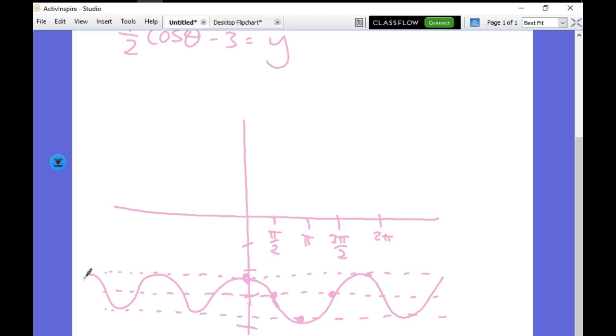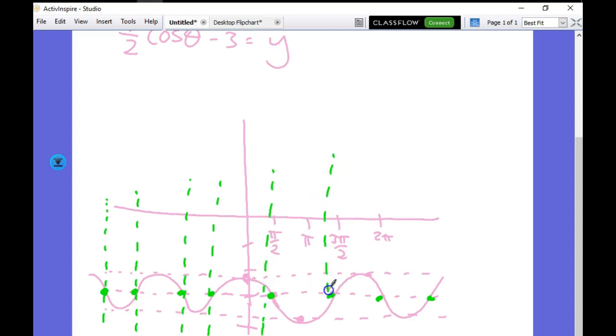Okay, so it's everywhere where the sine wave hits that midline. Did I say sine? Cosine. Everywhere where the cosine touches the midline. And so what I'm going to do now is put these little vertical asymptotes everywhere cosine hits the midline. And then we're going to put our waves on there.